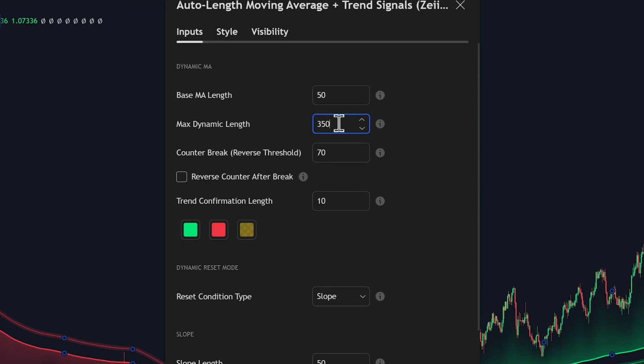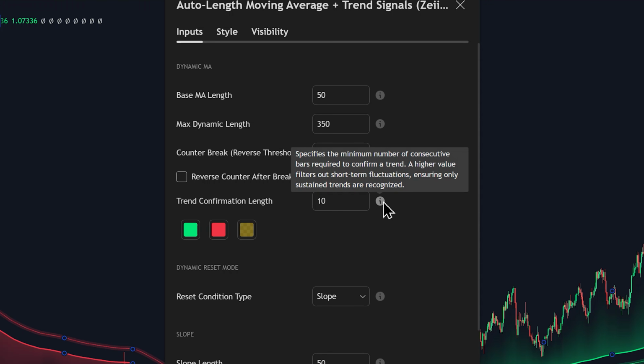You'll also see trend confirmation length, which controls how many bars are needed before the indicator is willing to call something a confirmed uptrend or downtrend. A longer confirmation length makes it slower to change state, but more stable. A shorter one makes it flip faster. This works together with the adaptive length to decide when a trend is official enough to turn the line green or red.